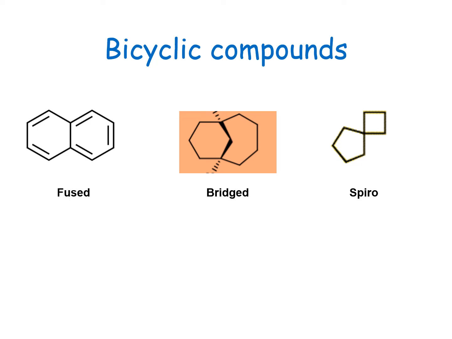Bicyclic compounds can be divided into three types: fused ring systems, bridged ring systems, and spiro systems. Now all these types of compounds can be saturated or unsaturated. They can be even substituted. At the beginning, we will just see simple compounds which are unsubstituted.